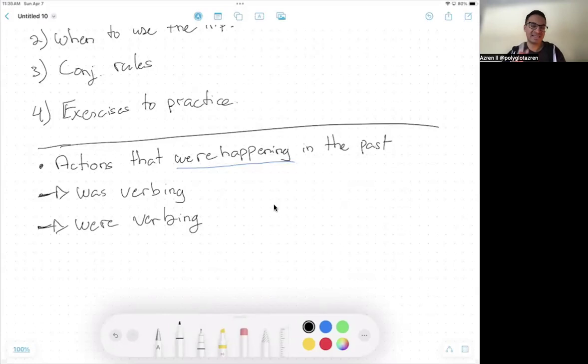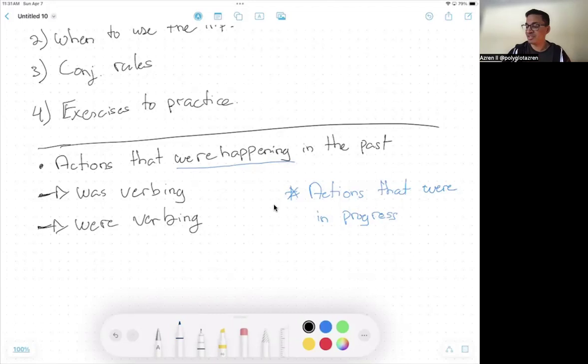Another way to view this, it's the same concept, just different words to explain the same thing. You could also view this as actions that were in progress. Right, so they were in progress. They were happening. It was in the midst of happening. It's definitely not complete.